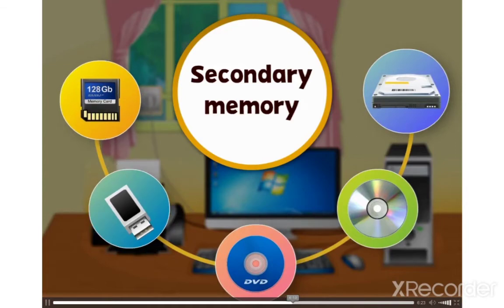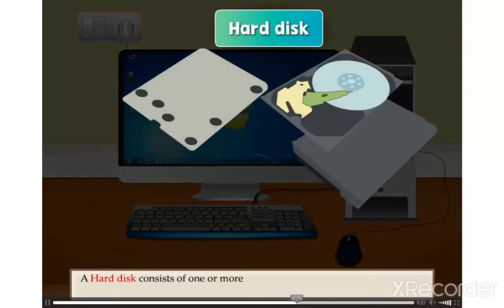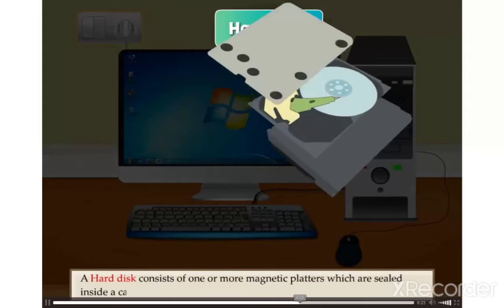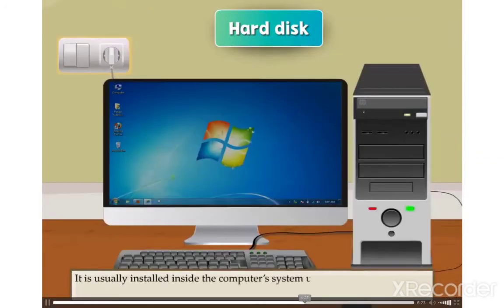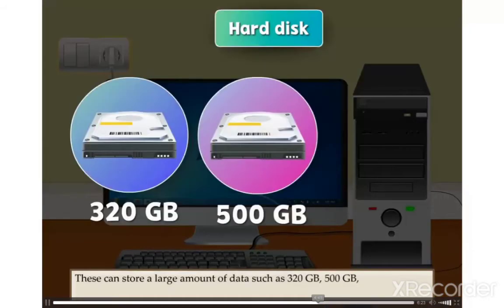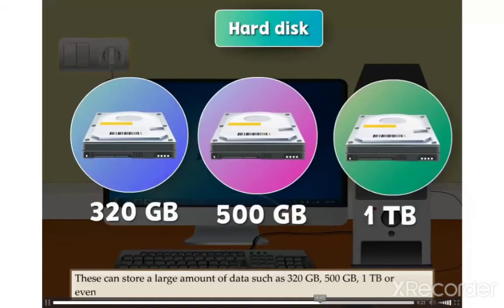A hard disk consists of one or more magnetic platters which are sealed inside a case. It is usually installed inside the computer's system unit, though there are removable or external hard disks also available. These can store a large amount of data such as 320 GB, 500 GB, 1 TB or even more.